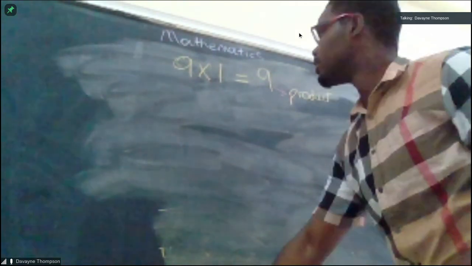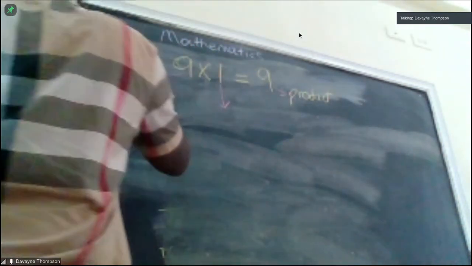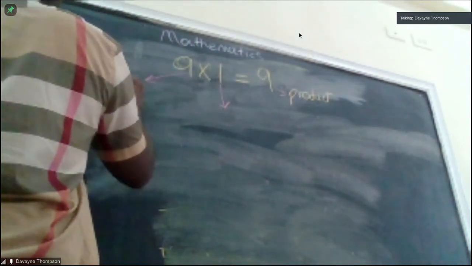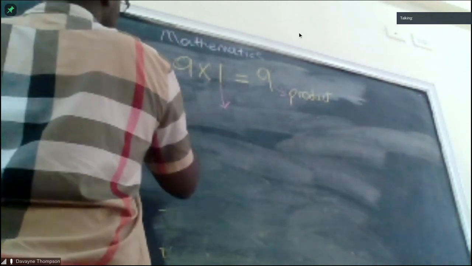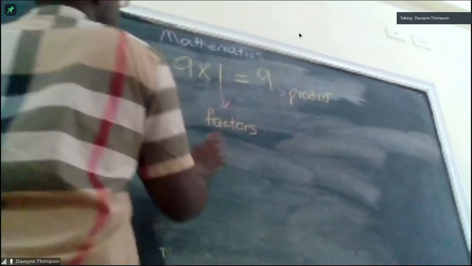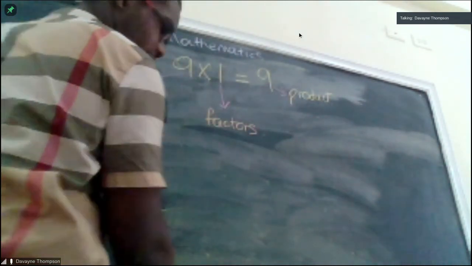Let me just quickly give you a moment to turn it off. Here we go. Alright? Let me just go here. We're going to say factors now. That's the part of multiplication.